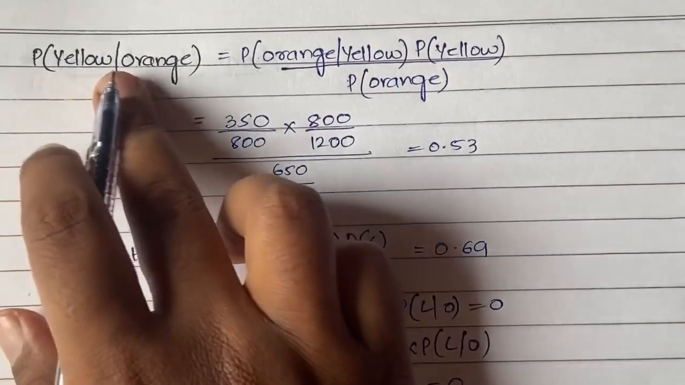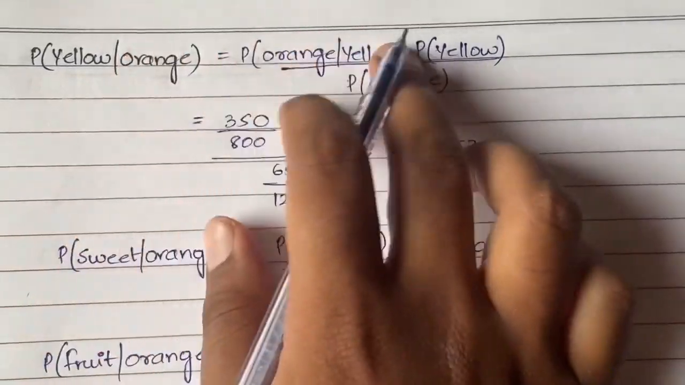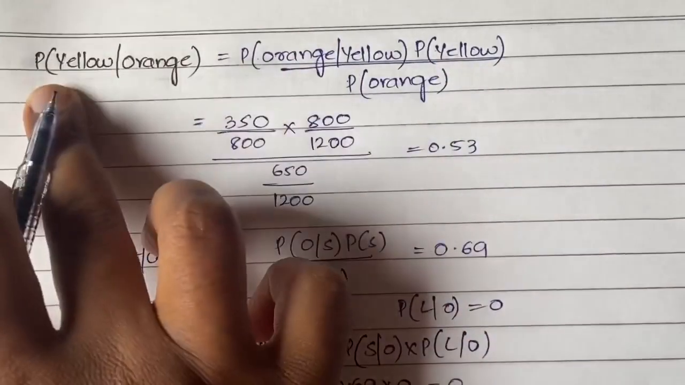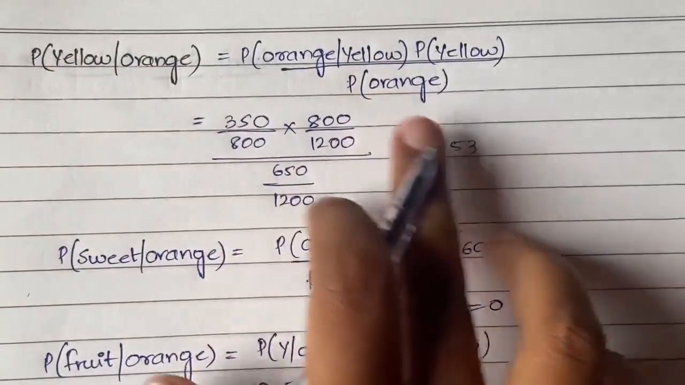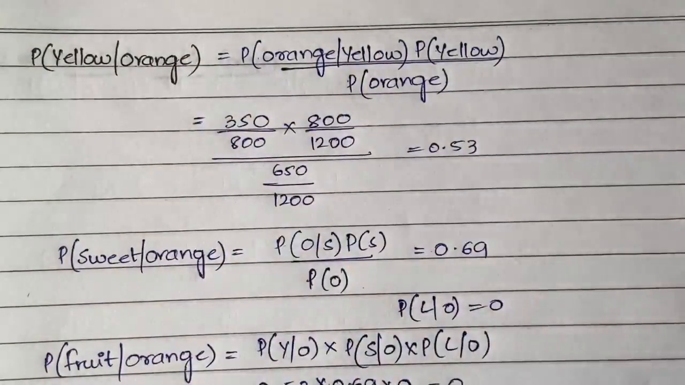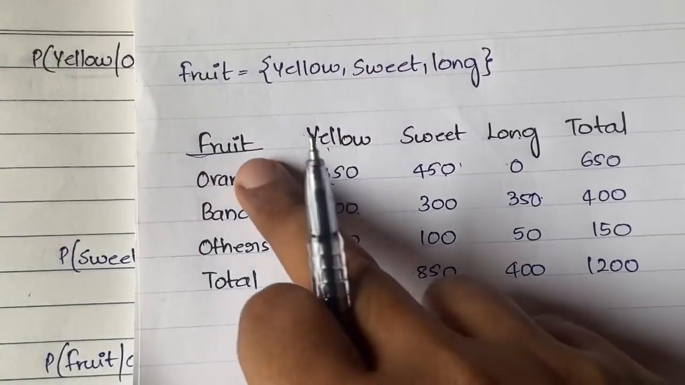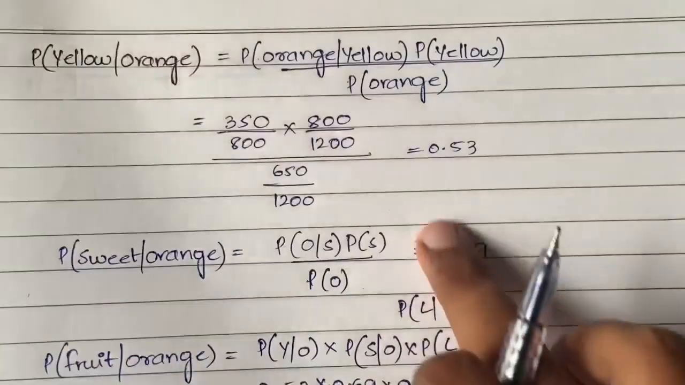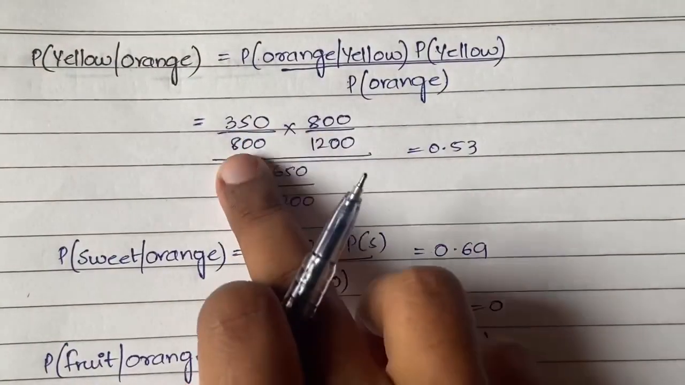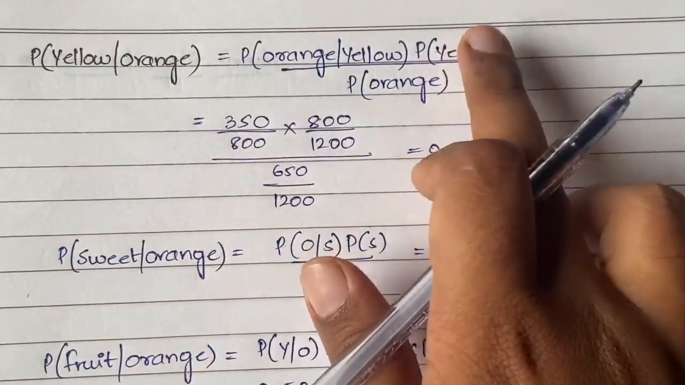So probability of yellow and orange. So how do you define the Bayes theorem for this? Probability of orange by yellow into probability of yellow divided by probability of orange, right? So what is the probability of orange by yellow? Orange by yellow is nothing but being orange and yellow. So how many orange and yellow fruits you have? 350, right? And how many total yellow fruits you have? 800. So it is 350 by 800 into probability of yellow you need to find.